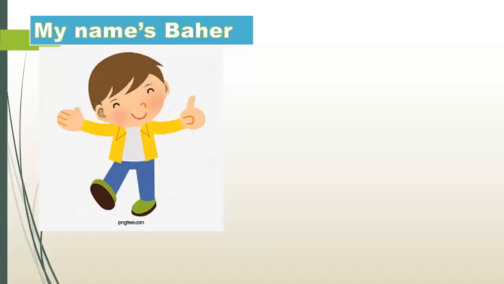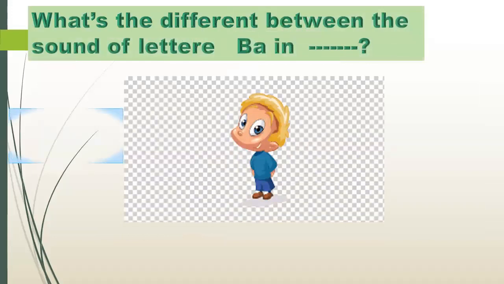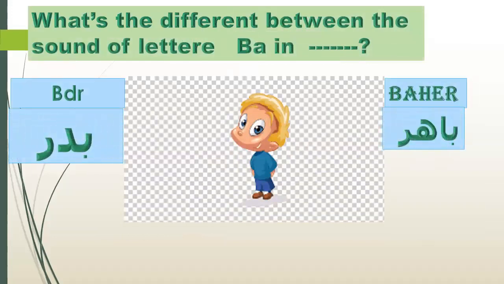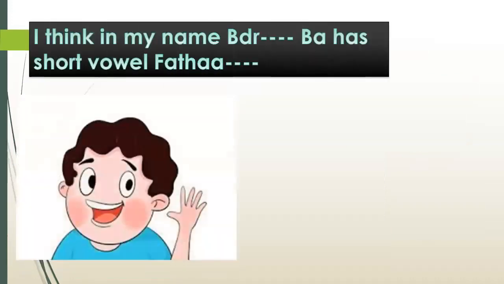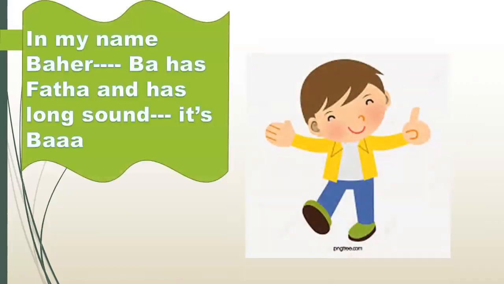My name is Bahir. My name is Badr. What is the difference between the sound of letter Ba in Bahir and Badr? I think in my name Badr, Ba has short vowel Fatha. Ba, Fatha, Ba. In my name Bahir, Ba has Fatha and has long sound. It's Ba.